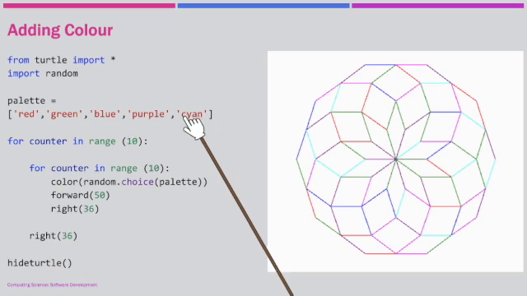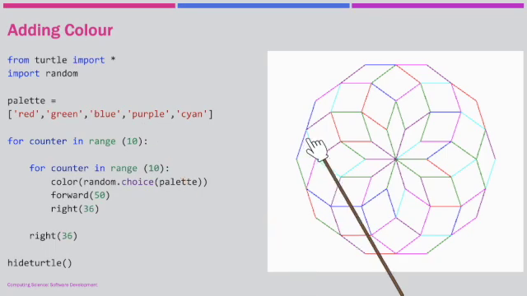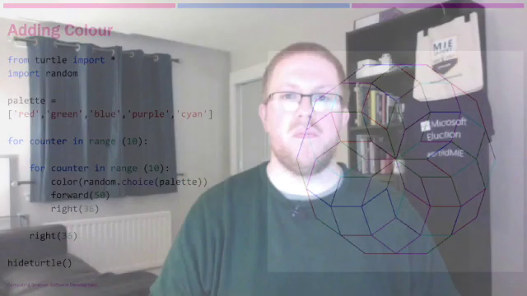We're then going to add a line after our for counter in range 10 line that says colour = random.choice(palette). And this will randomly pick a colour within our palette to draw the line off, and you'll get something like that. So in this lesson, you've successfully added user input to your mandala, and you've used variables to store that user input and use it at a later stage within your program.